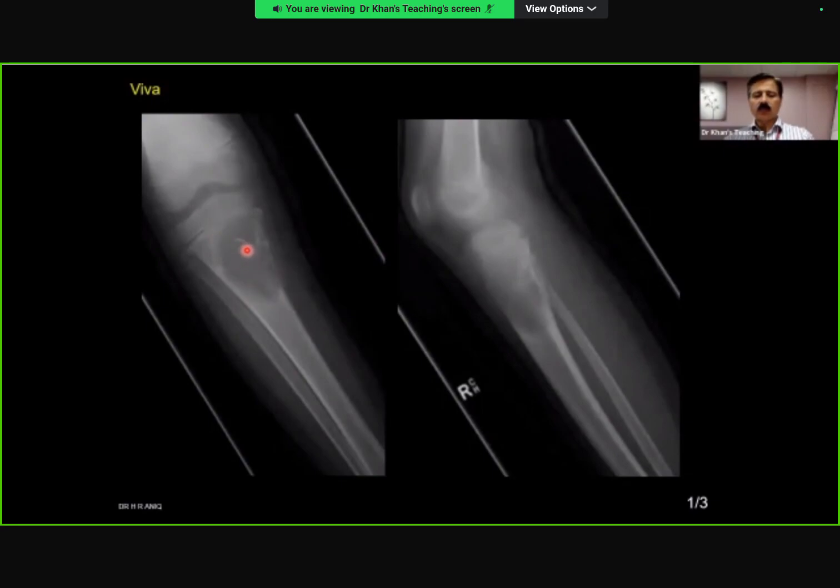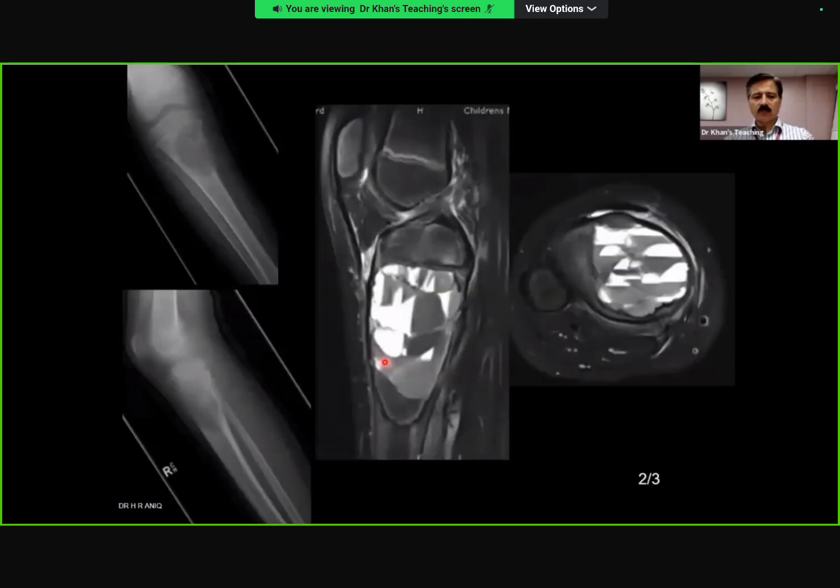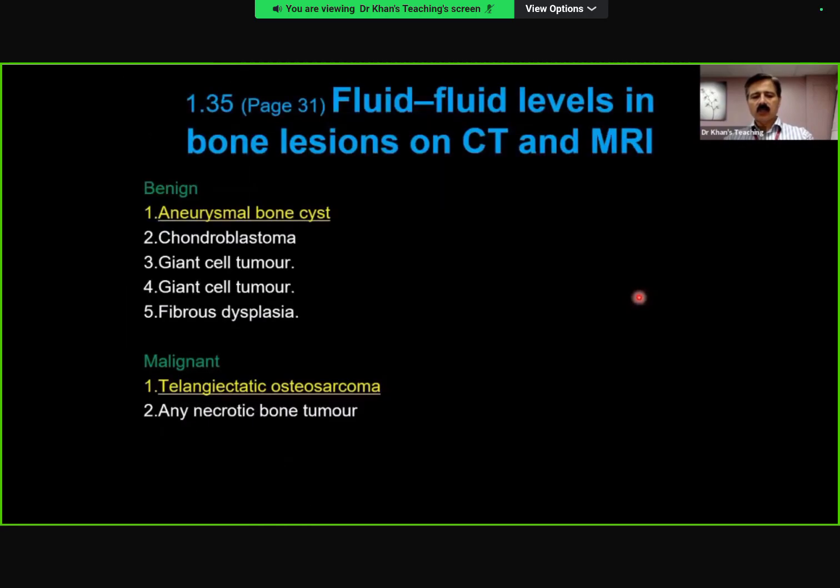And then there is a fallen fragment sign. Please remember that fallen fragment sign is not pathognomonic for simple bone cyst. Some people think like that. No, it is not. It can happen in other conditions, and aneurysmal bone cyst is one of the examples. This is another case where we pick up multiple fluid levels, and that means we clinch the diagnosis. And in your book is a differential diagnosis.